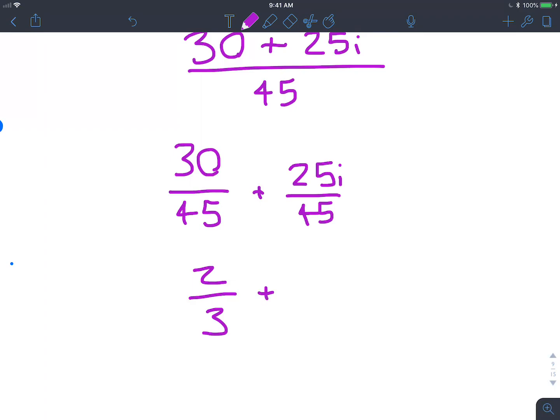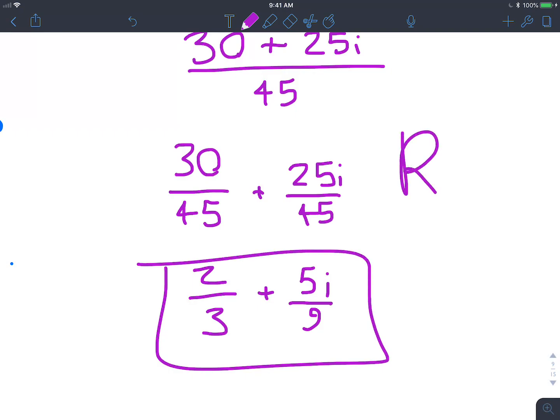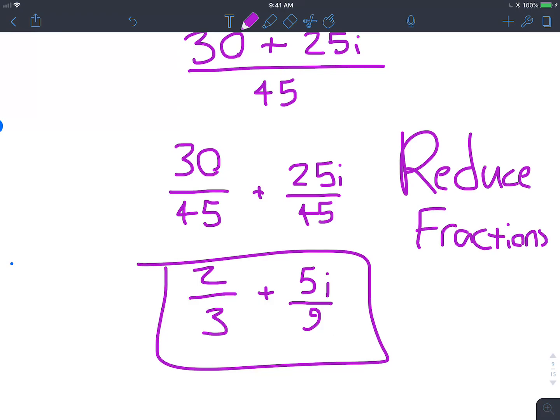And then the 25 over 45, those are both divisible by 5. So 5 goes into 25 5 times, and then 5 goes into 45 9 times. And we'll put the i. So make sure just to reduce your fractions. And then other than that, I believe that is it here for the lesson today.